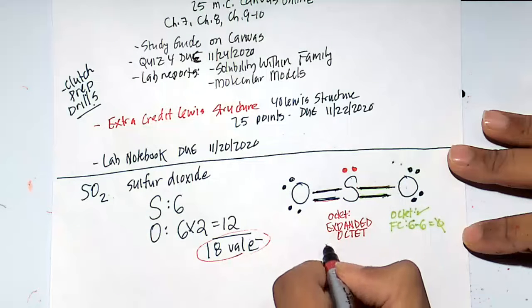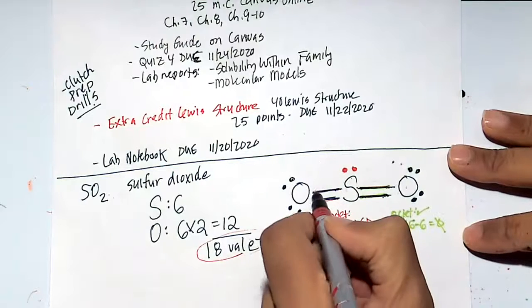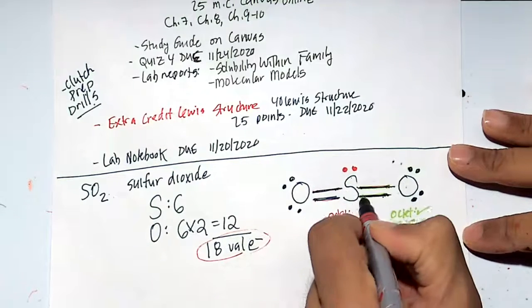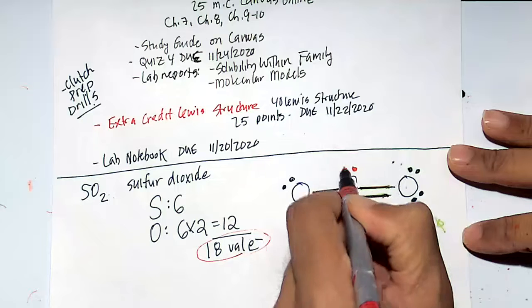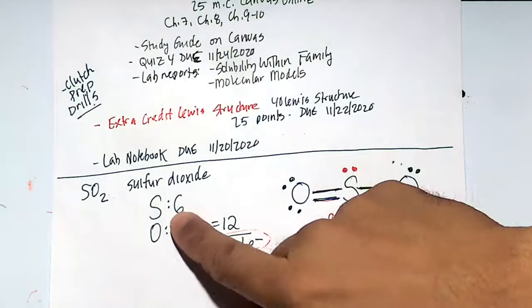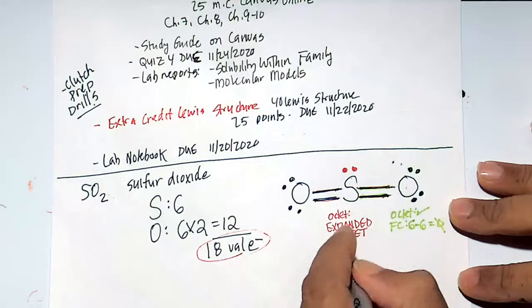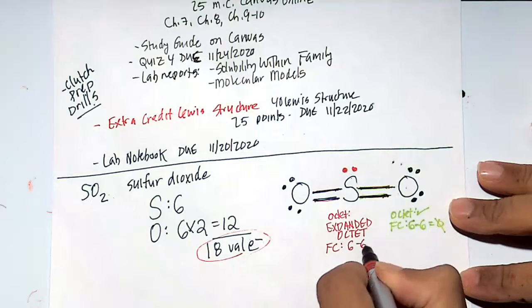Let's do the formal charge for this sulfur. So count with me. Ready? 1, 2, 3, 4, 5, 6. What is sulfur happy at? What's sulfur happy at? 6. What's 6 minus 6? 0.